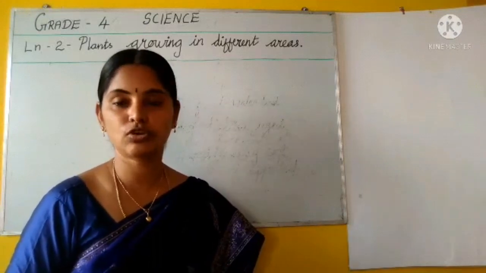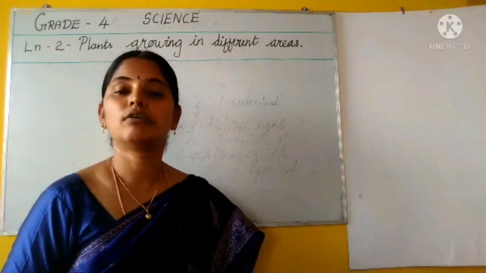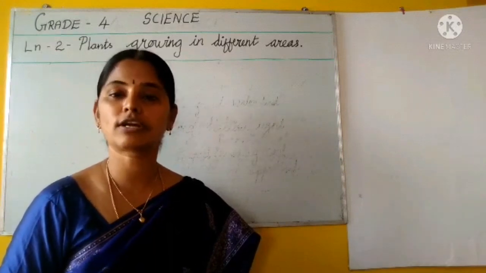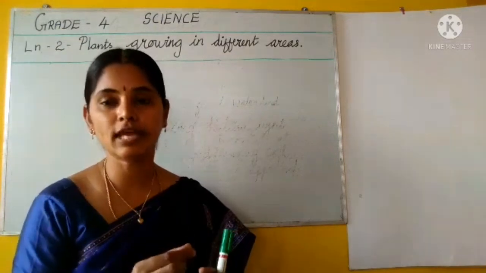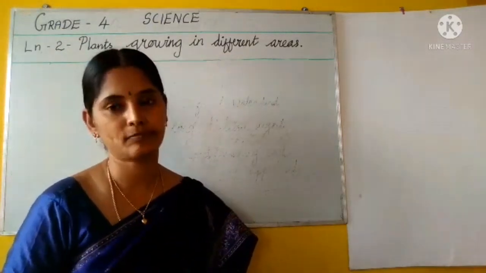Along with this video class, I have given the PDF format of book exercise answers and worksheet. In the worksheet, the answer key will be there. You copy the answers without any spelling mistake.